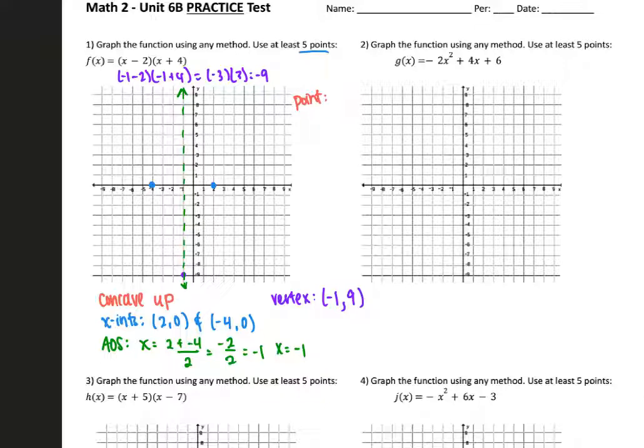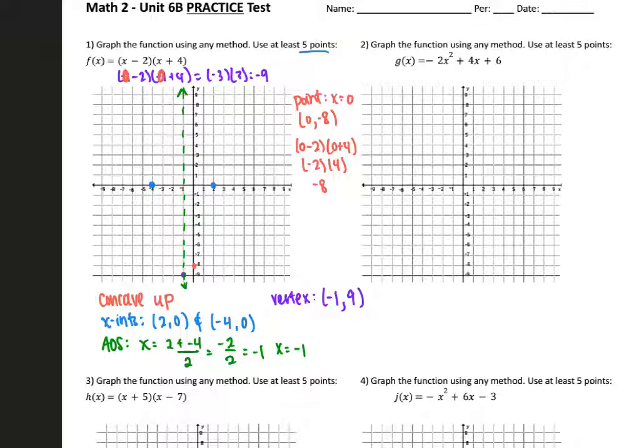So to pick another point, we're just going to pick something near our vertex. So we have a value at negative 1, so let's just go 1 to the right and see we don't have a point on our parabola where x is equal to 0. So I'm going to plug in x equals 0. So that means my point is going to be (0, ?). Plugging 0 in, I have 0 minus 2 and 0 plus 4. So that's negative 2 and 4, which gives me negative 8. So my point is going to be (0, -8).